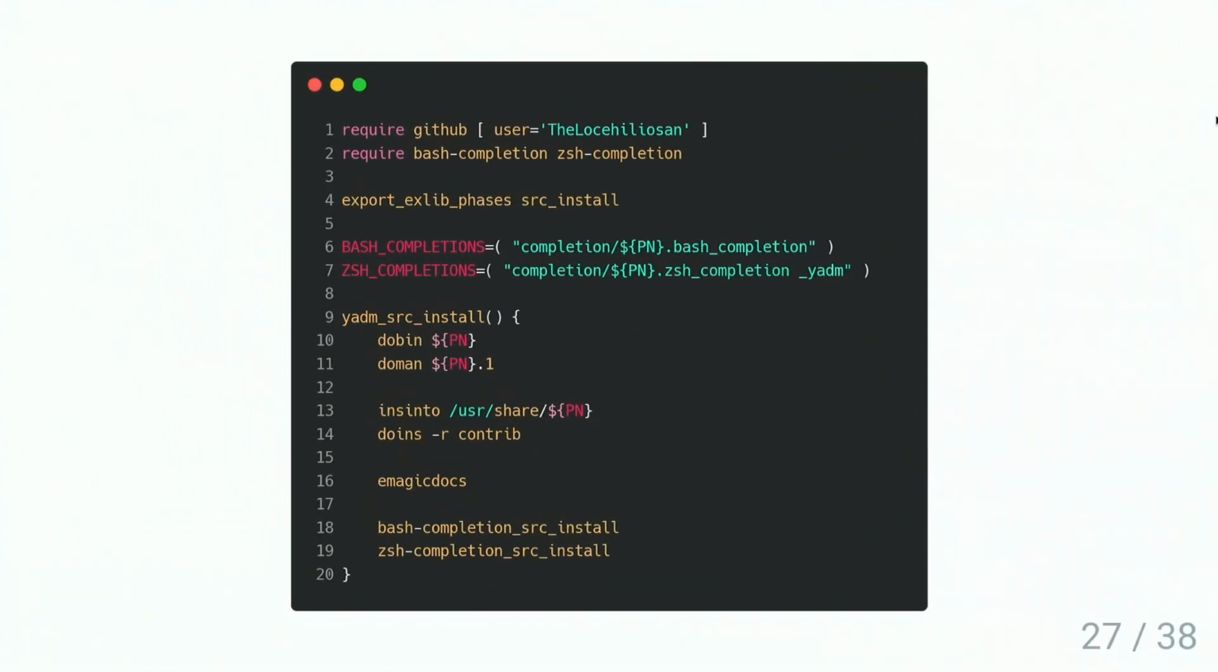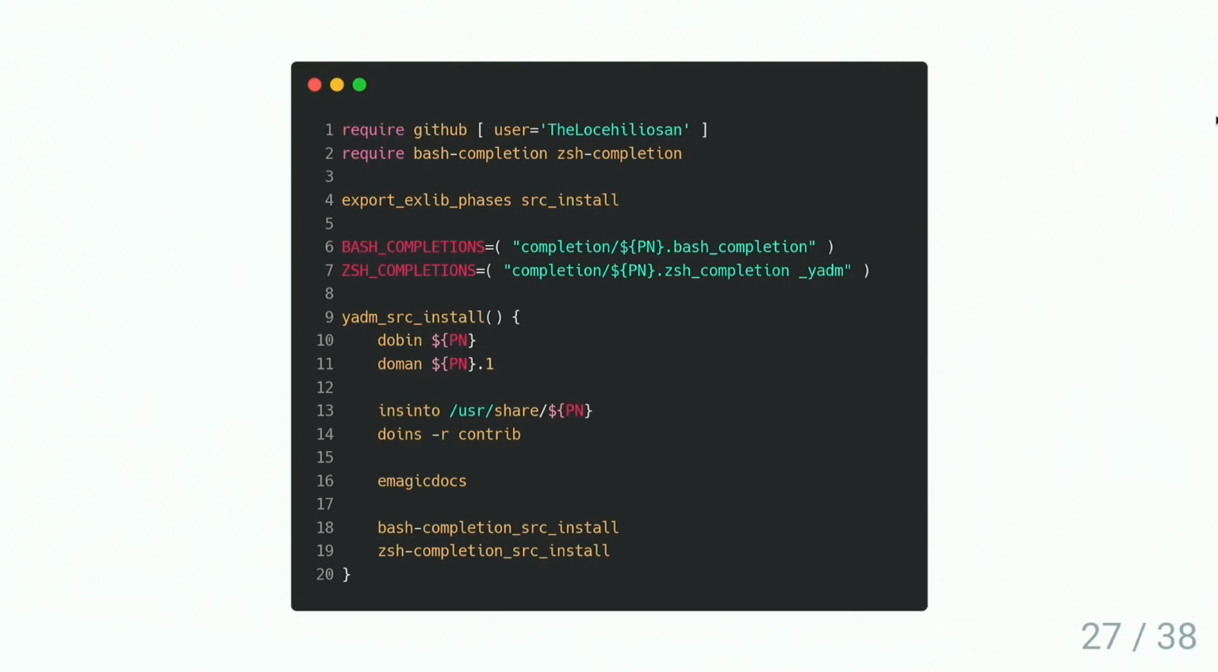We cannot just let the package call the automated one, the default one. We need to go and specify the install phase ourselves, and we need to call all of the different exlib functions for the install phase. So in this case, we are calling the bash completion. It will take the bash completion file and install it. Then it will call the ZSH.